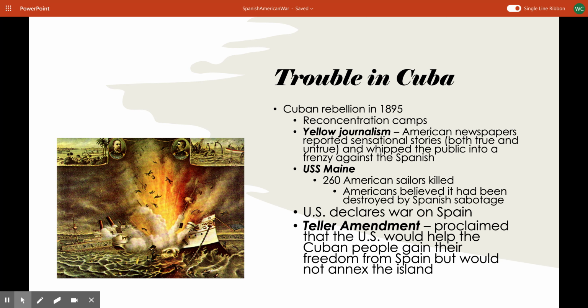And in order to prevent the possibility of the United States annexing Cuba, Congress passed something called the Teller Amendment. And this amendment proclaimed that the United States would help the Cuban people gain their freedom from Spain, but they would not annex the island and take it as a territory after their victory in the war.